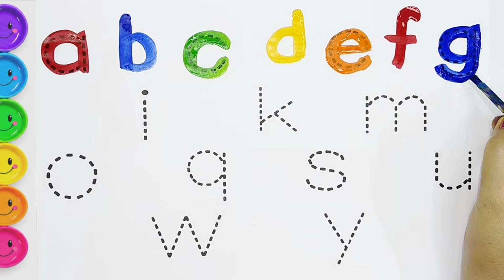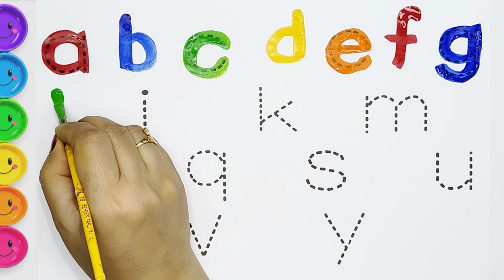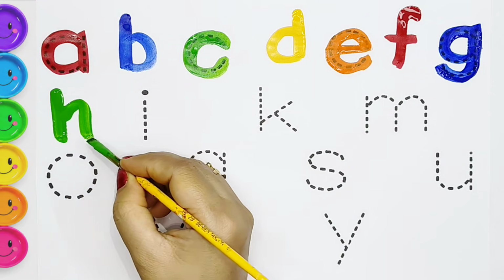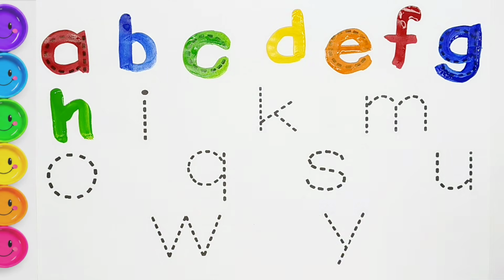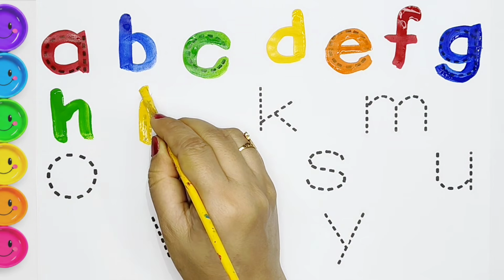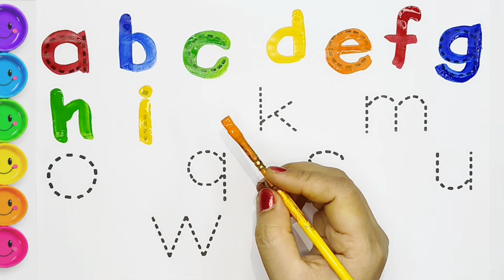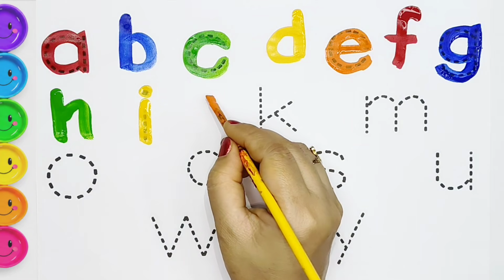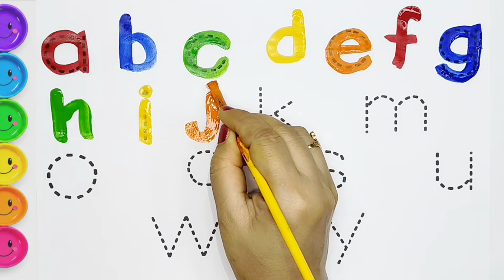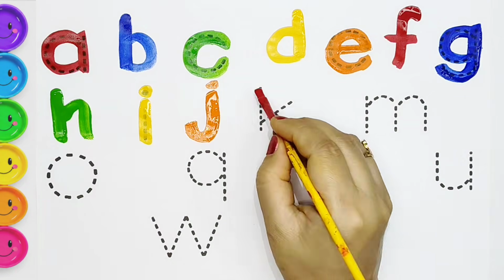Blue color. G. G for goat. Light green color. Missing letter. H. H for hen. Yellow color. I. I for eyes. Orange color. Missing letter. J. J for jam.